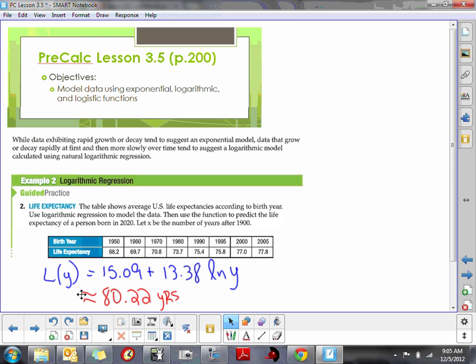So again, similar ideas to what we do with the exponential model. We just had to do a logarithmic model, then do the appropriate regression, record the equation, and then do the interpretation of the question that they ask us at that point.